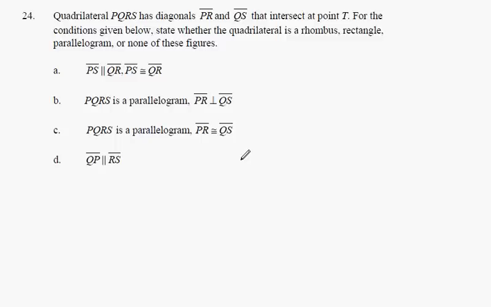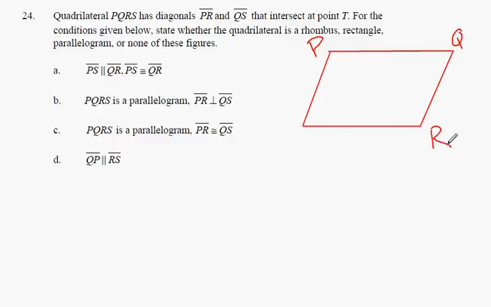All right, this problem is telling us that we have a quadrilateral PQRS with specific diagonals PR and QS. I'm going to draw that quadrilateral before I even begin, and I'm going to label it P, Q, R, and S. Then I'm going to draw on the diagonals that they told me, PR and QS, and they intersect at point T.